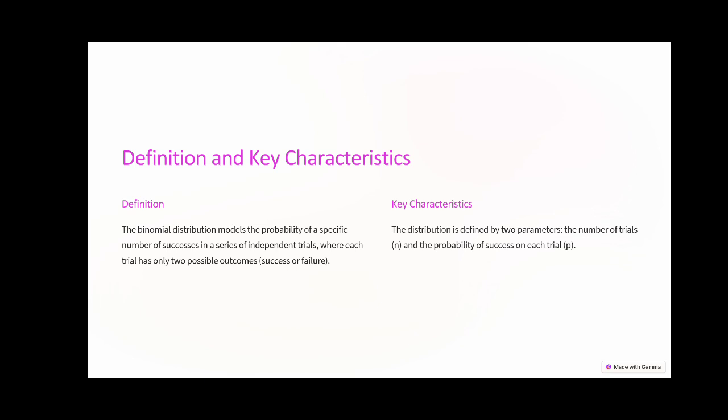The binomial distribution is defined by two parameters. What are the two parameters? N and P. What is N? N is the number of trials. Say we have tossed the coin 10 times. So N is 10. Then P is the probability of success on each trial.